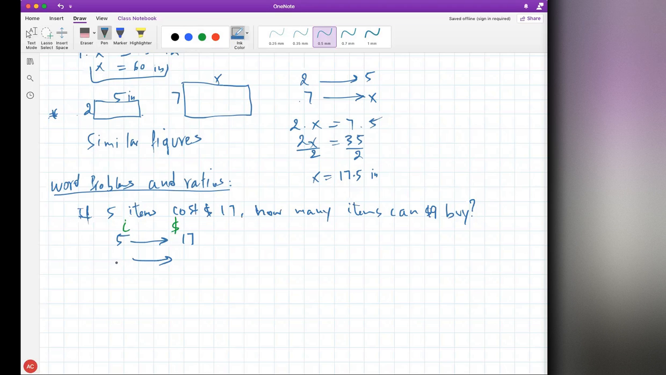So do we know the items? No, you don't know. The items are X. That's right. It says here how many items, so we don't know the items. So this will be X. So X should go here, X to 9. That's right, because we do know the cost. You have $9. So the cost is $9 here.